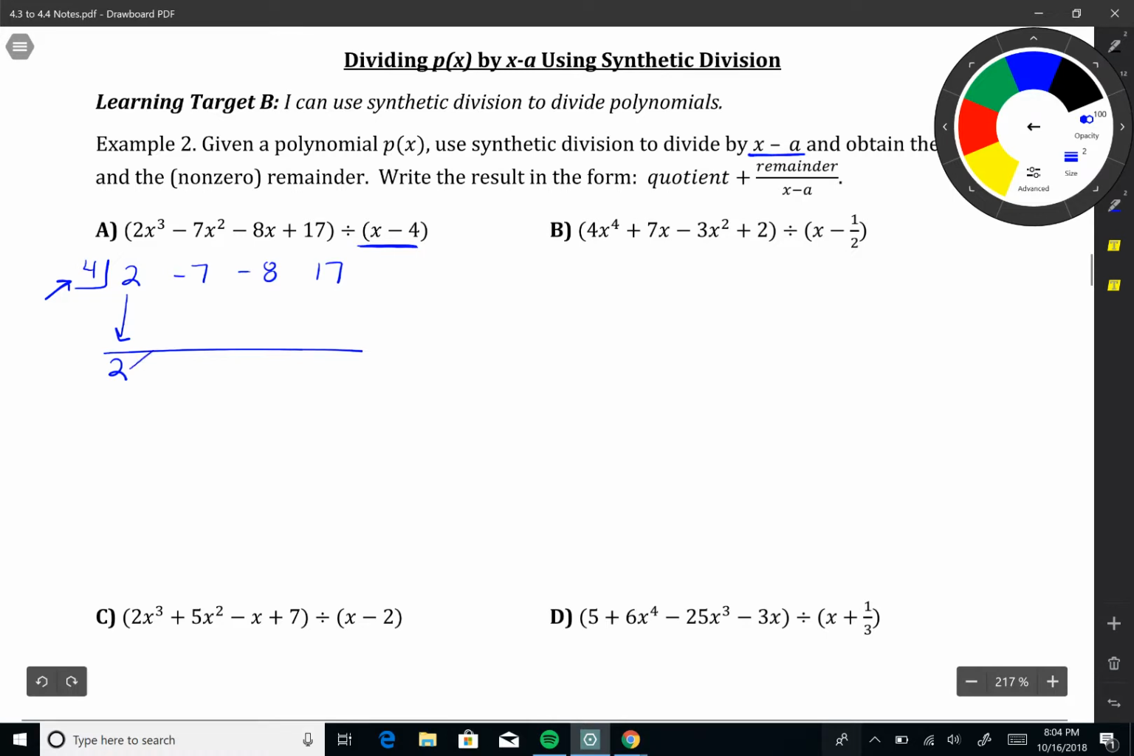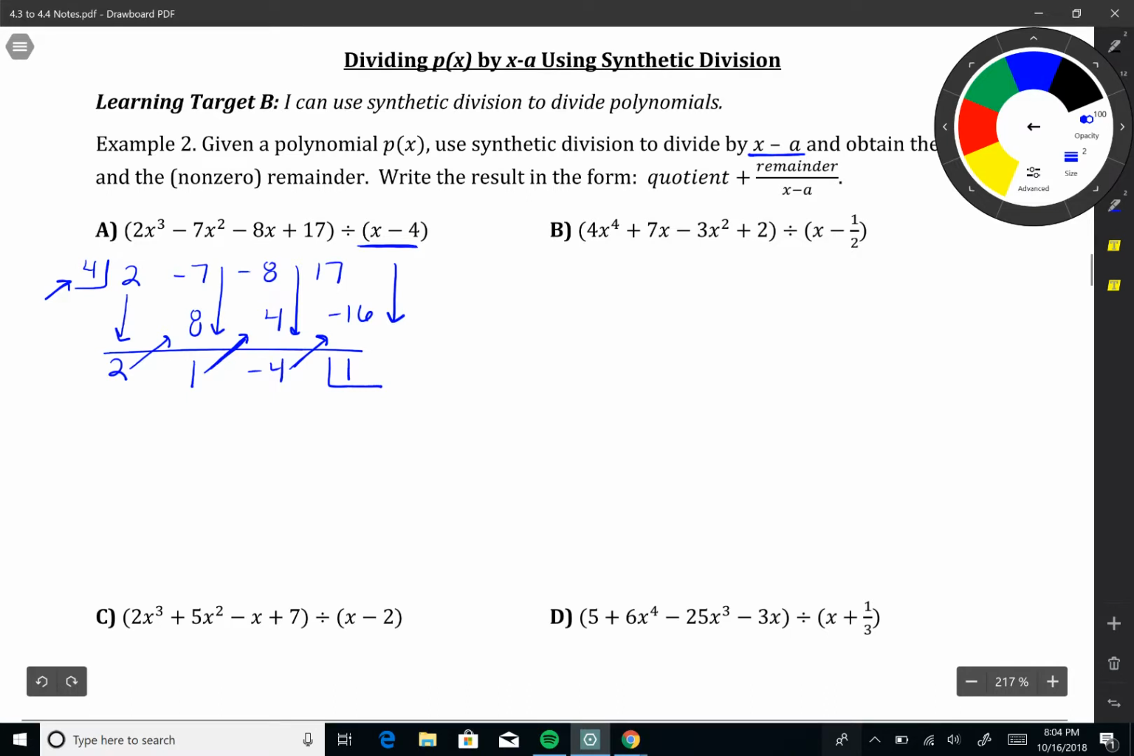So 2 times 4 is 8. Negative 7 plus 8 is 1. 1 times 4 is 4. Negative 8 plus 4 is negative 4. Negative 4 times 4 is negative 16. And 17 plus a negative 16 is a positive 1, which is our remainder.